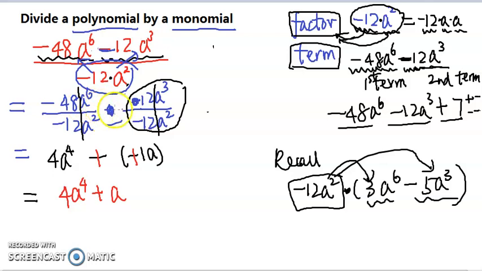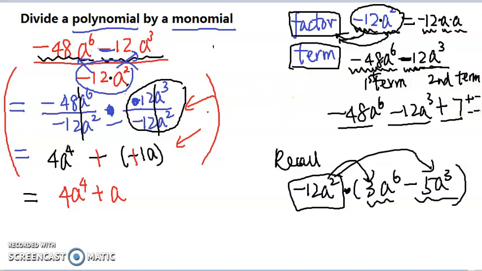And a lot of steps can be omitted, like even later when you're familiar with this process, you can skip both steps. So when you do that, you can do this in your head. You can do negative 48 divided by negative 12, which gives us a 4. a to the 6th divided by a squared, that gives us a to the 4th. And then when you are done dividing the first term by the bottom, you would divide the second term by the bottom. Negative 12 divided by negative 12, it's positive 1. The 1 is omitted here. a cubed divided by a squared, that gives us a. So these two steps can be omitted if you can do it in your head.